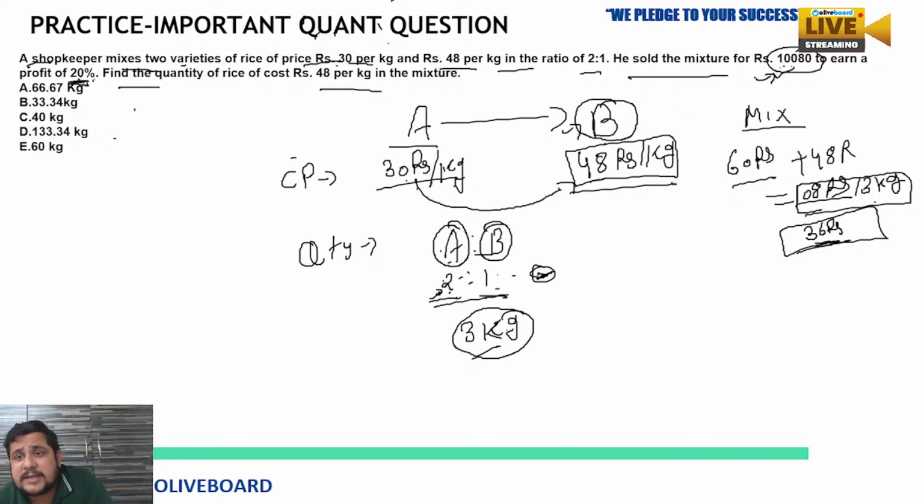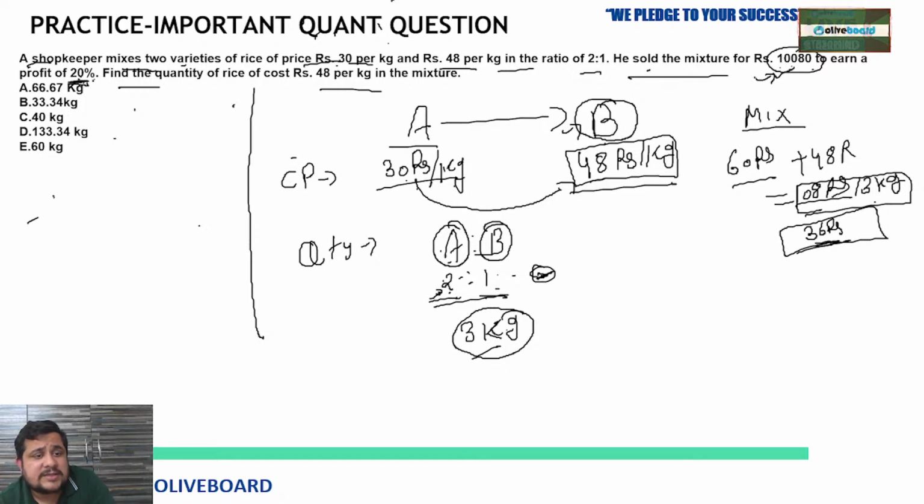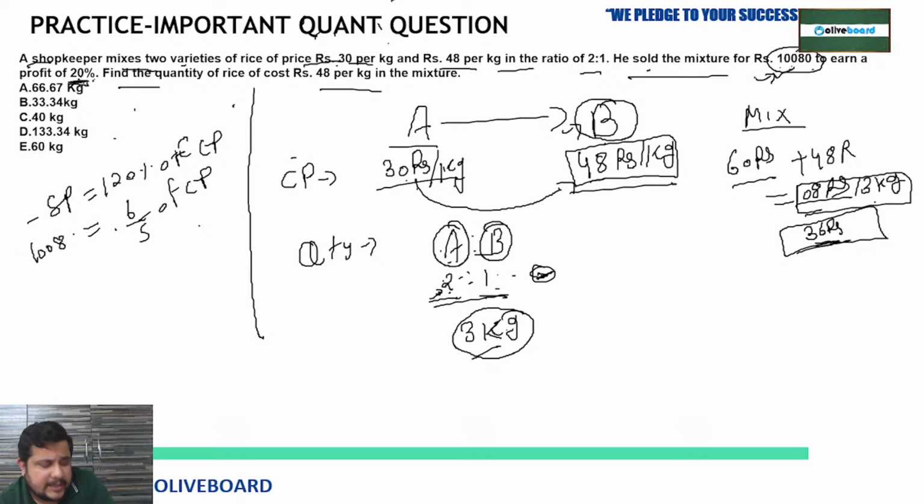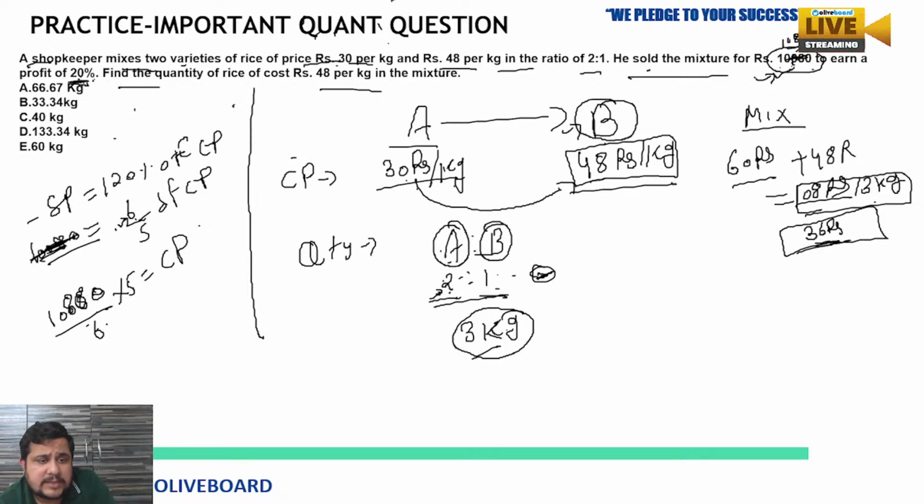Now this 10,080 is what is given to us. He sold the mixture for rupees 10,080, so this is the selling price. Selling price is equal to 120% of cost price, means 6 by 5 of cost price. This is 10,080. Okay, so this is 10,800, consider this, otherwise it will not come. I have taken 10,800. Now 6 by 5 times cost price equals this. So when we cancel by 6, 6 ones are 6, 4, then 6 eights are 48.